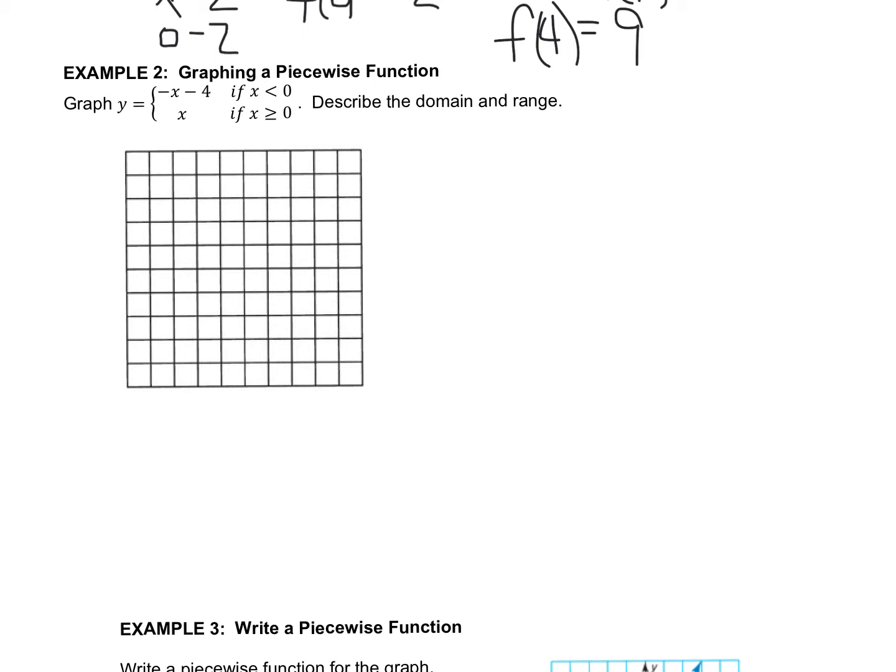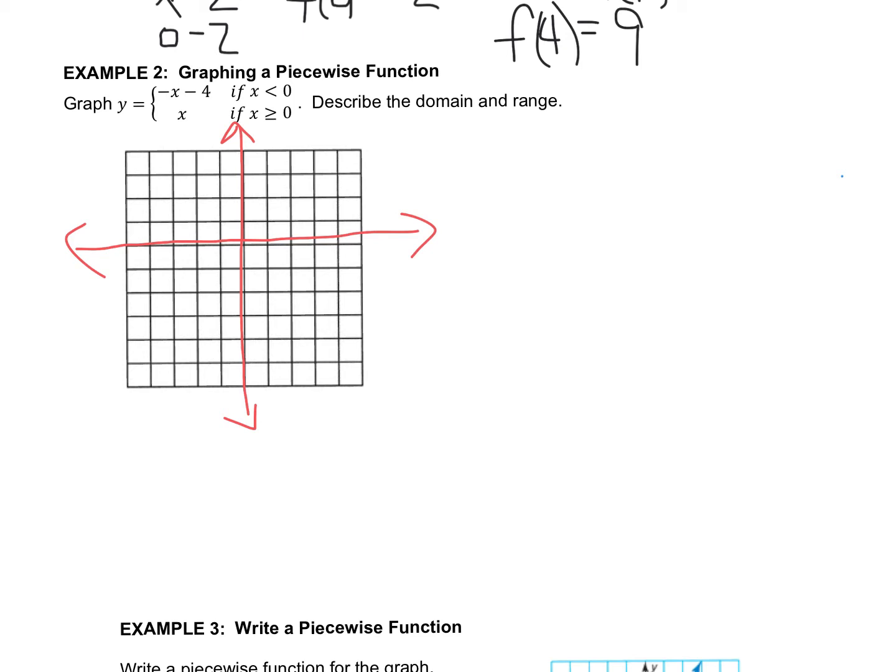So here we want to graph one of these. So again, we have the domain and the range to describe at the end. We'll talk about that in a minute. We also want to see how we break this up. So first, I want to draw my x and y axes. Then I want to look at these two separate pieces and where they are active.